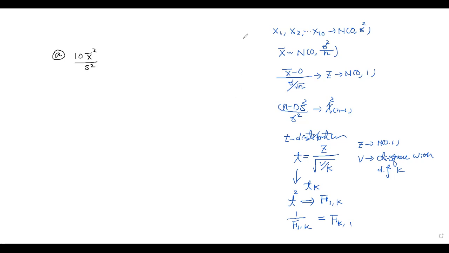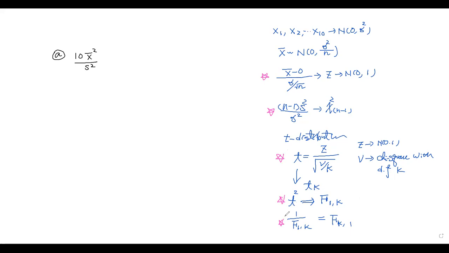That is why this is a good question to work on. We have a few sampling distribution properties we need to be aware of. This is the first one, this is the second one. We need to know how to define the t distribution. We need to know what happens when you square the t distribution. We need to know what happens if you flip the F distribution.